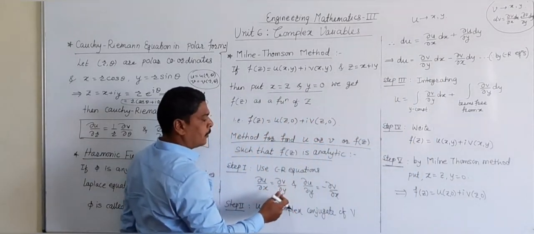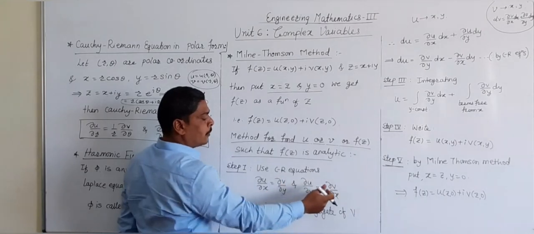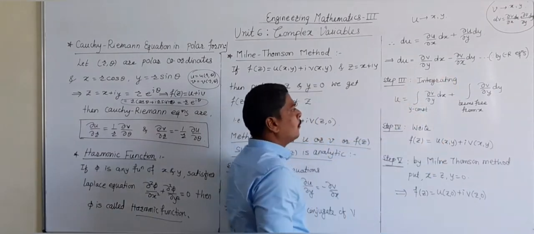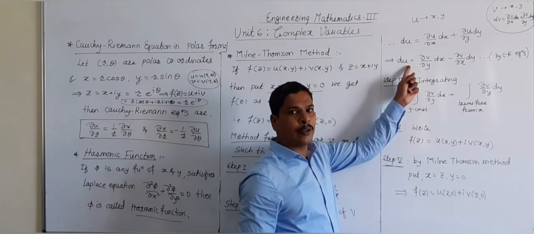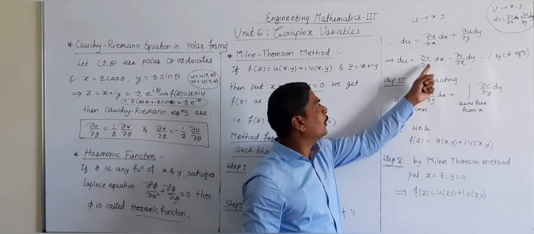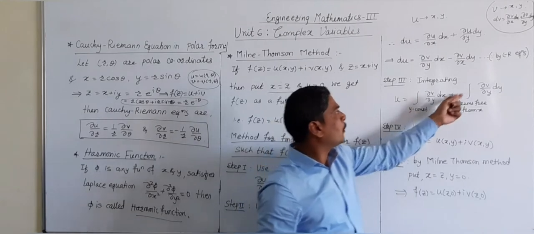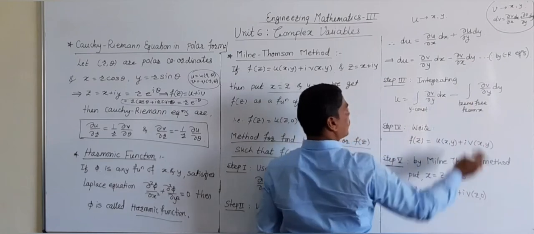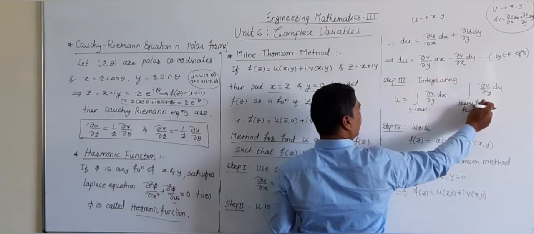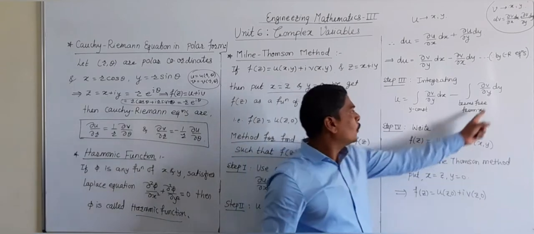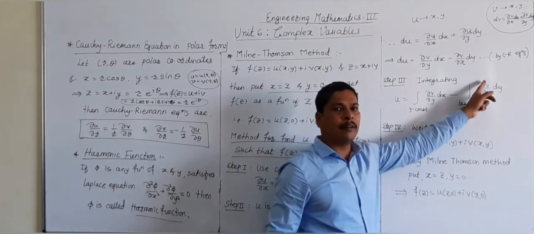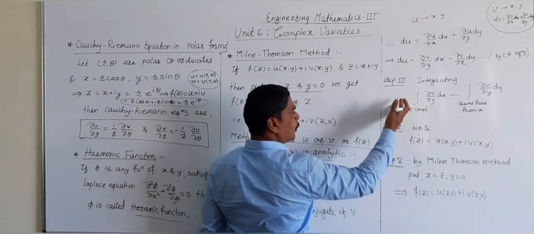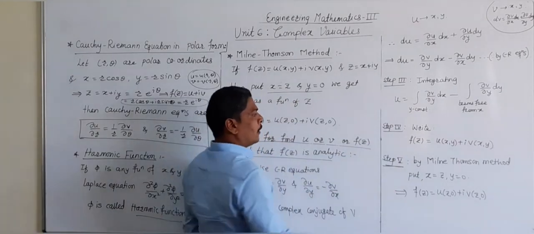by ∂v/∂y by using the CR equation, and ∂u/∂y by minus ∂v/∂x. So we get this equation, and now integrate this by using the formula: u equals the integration of this function treating y as constant, plus the integration of this function. Instead of plus, here it will be minus, and then the integration of this function's terms free from x. Okay, so take those terms from ∂v/∂y which are free from x.